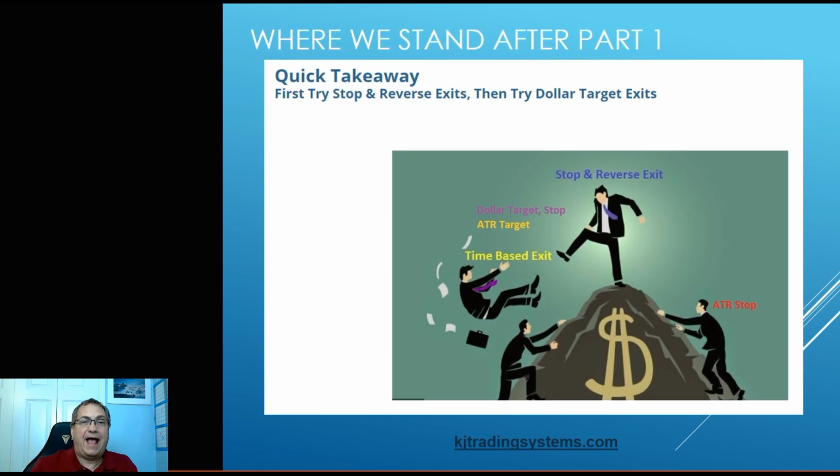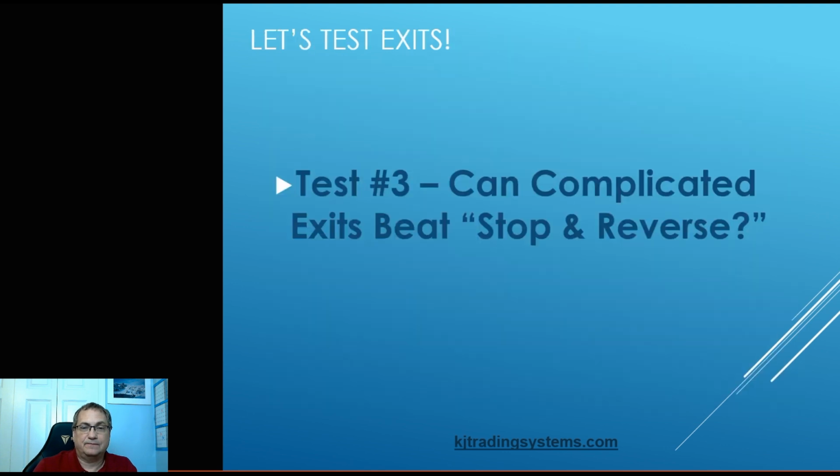Okay, so after part one, where did we stand? Well, the quick takeaway after part one was the stop and reverse entry was the best. You know, it beat out all the other ones. It beat out dollar target, ATRs, time-based. Stop and reverse. Pretty simple.